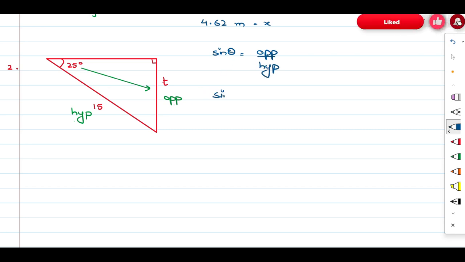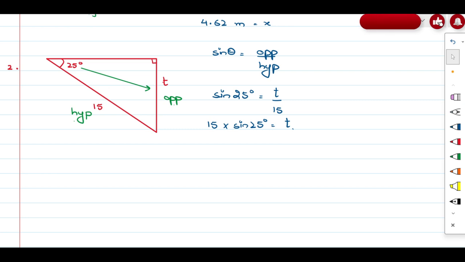So here we can say sine of 25 degrees is equal to the opposite side, which is t, over the hypotenuse, which is 15. To solve for t, we cross multiply: 15 times sine of 25 degrees is equal to your t.